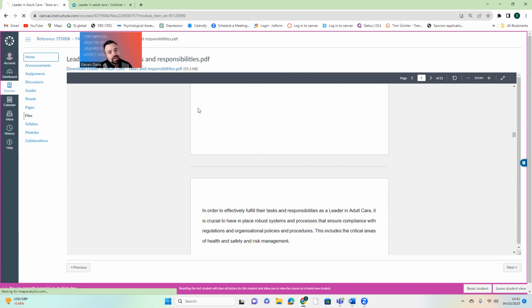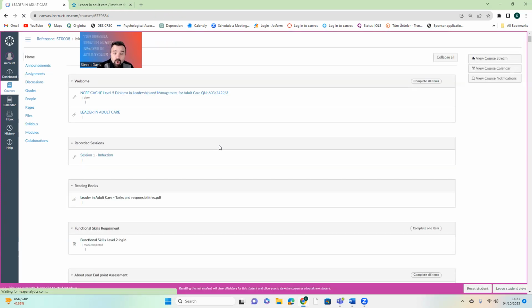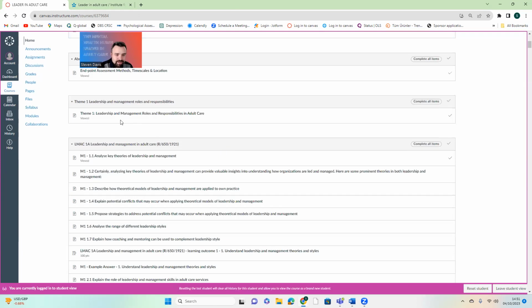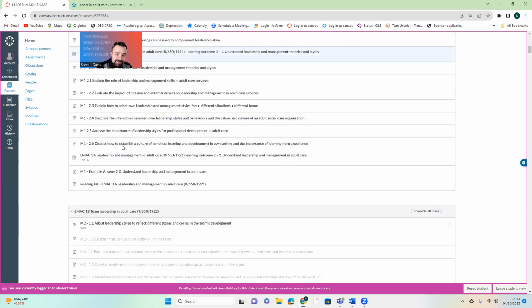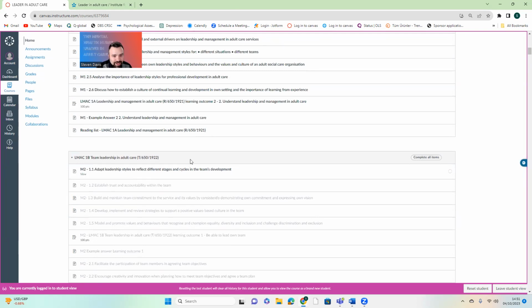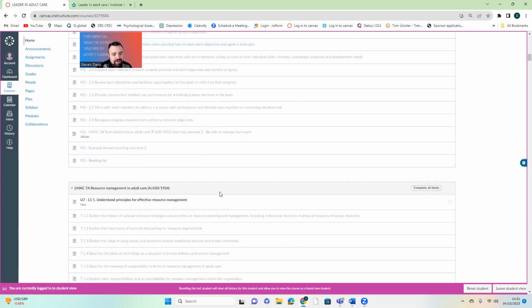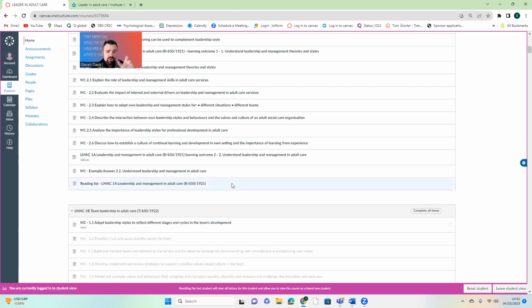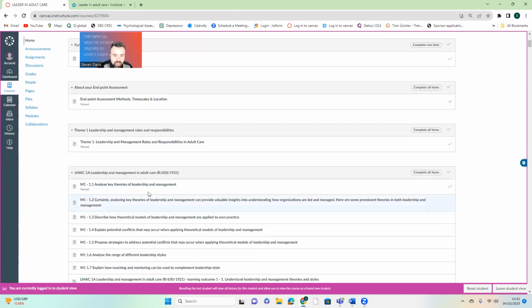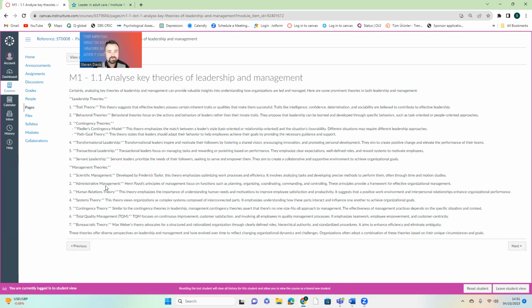So let's have a look at your theme 1. Theme 1 looks at those roles and responsibilities. We're going to look at leadership and management in adult care, which is your first unit. And again, next week we will look at team leadership in adult care and then resource management in adult care. So those 3 together cover some of that crossover. Great. So let's dive into your training.